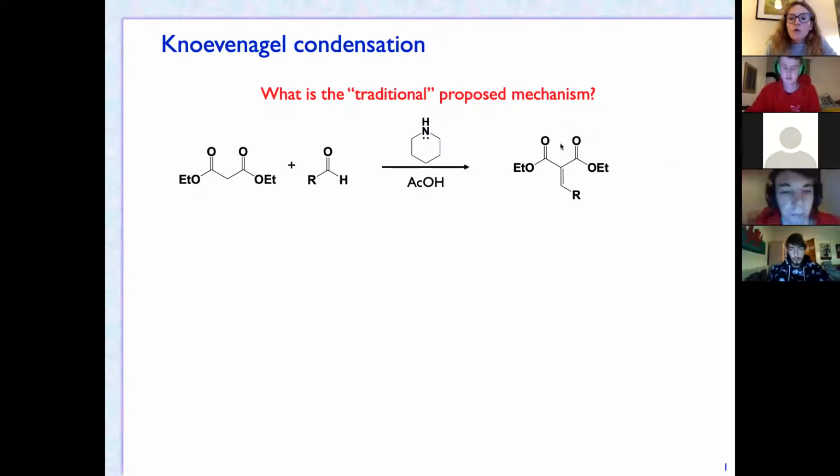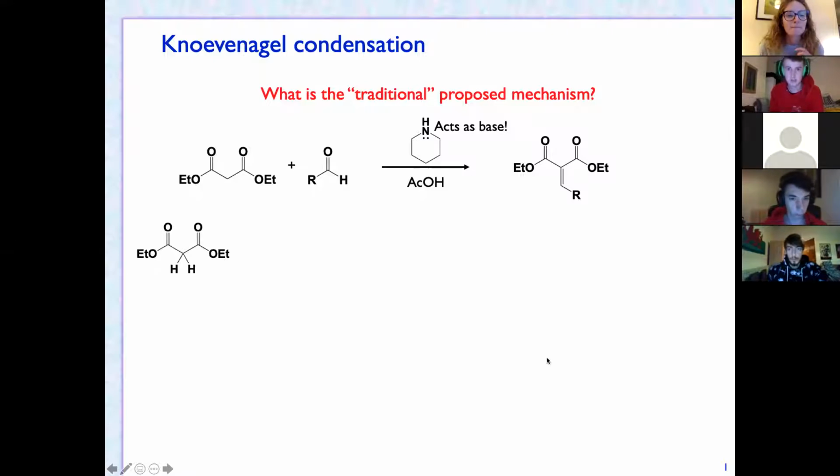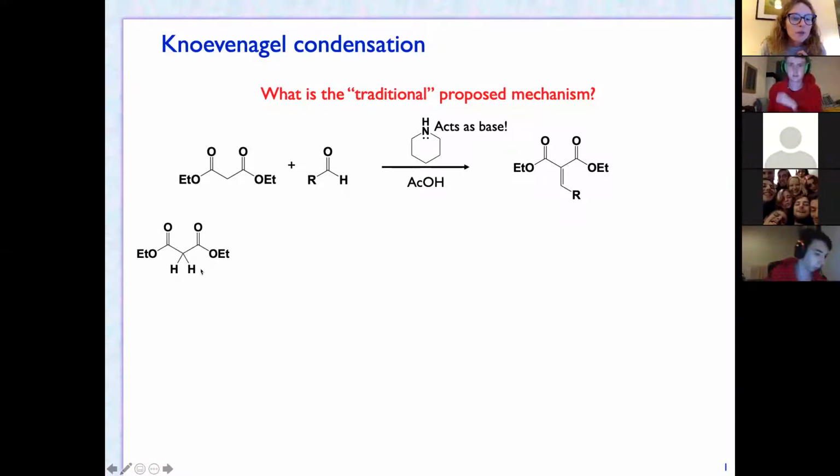What is the role of piperidine in the traditional mechanism? Isn't it a base? So it acts as a base, correct. So what does it do? It removes the alpha proton from the diacid. Yeah, it removes one of these protons, yes.